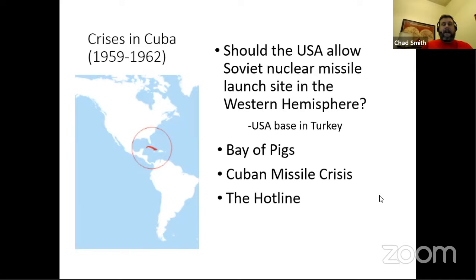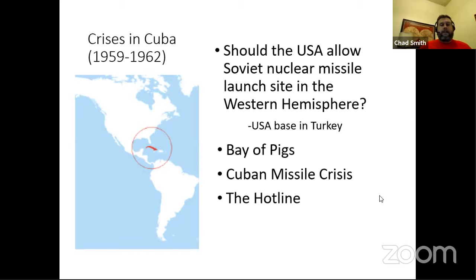And the failure of the Bay of Pigs made the American government, in particular, the American president, John F. Kennedy, look weak on the international stage. And leaders like Fidel Castro and the Soviet Union leader, Nikita Khrushchev, saw this as an opportunity to take advantage of American weakness. This led to an event known as the Cuban Missile Crisis.